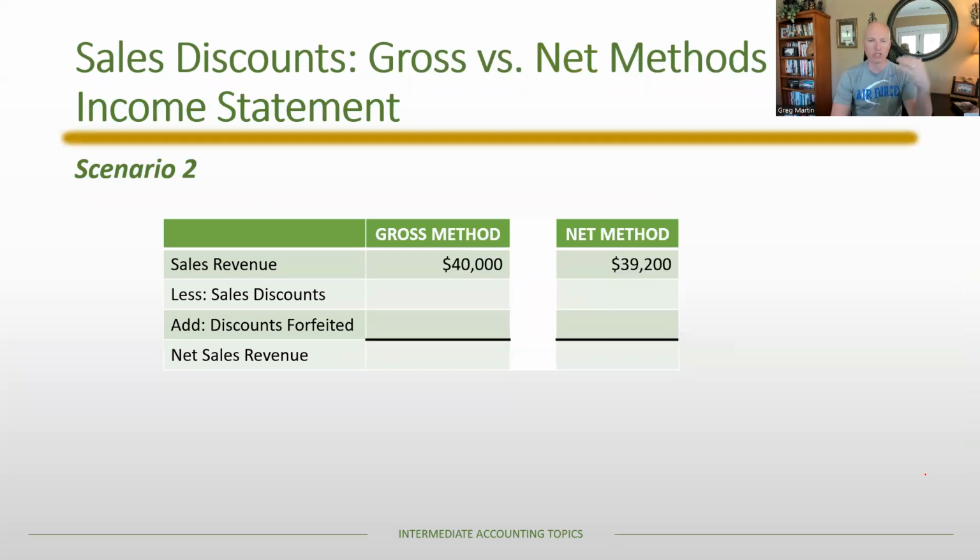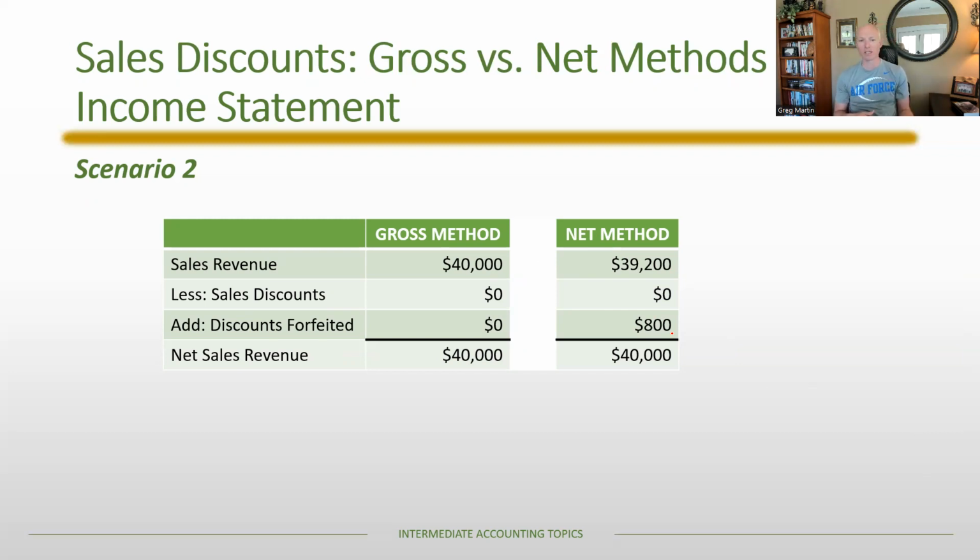Gross method, net method, we still report the same sales revenue on top. There's no discount in either case, but notice with the net method, now we have this additional account, this $800 sales discount forfeited account, which then increases the net sales revenue to $40,000. And so in both cases, whether you took the discount or not, our net sales revenue is just going to reflect whatever we received.